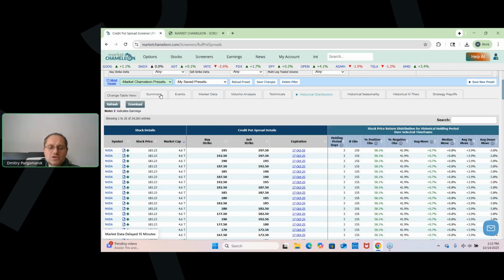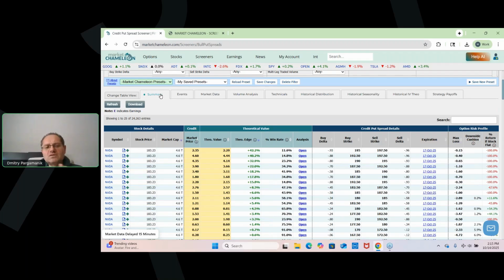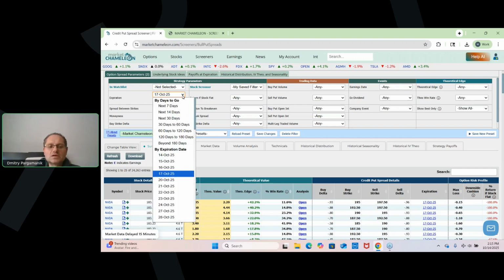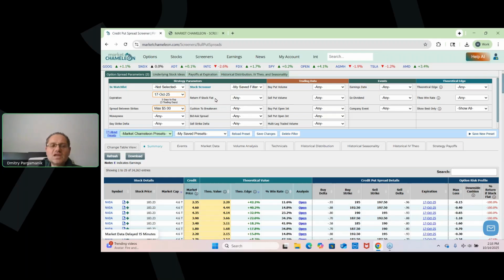So I'm going to start here with the summary, and just like reading it from left to right, you see we have over 24,000 different potential credit put spreads in this table, and by default you need an expiration. So here we started out with the nearest monthly expiration, which is October 17th. But if we go down here, we have different ways to select different expirations, or we could look at all the expirations expiring within the next 30 days. But let's stick with October 17th for now.